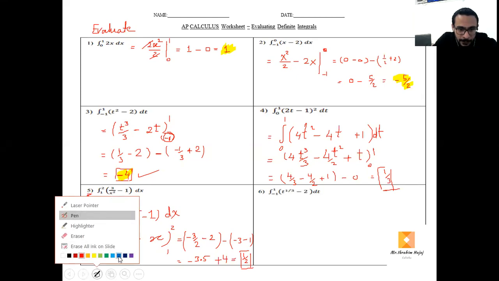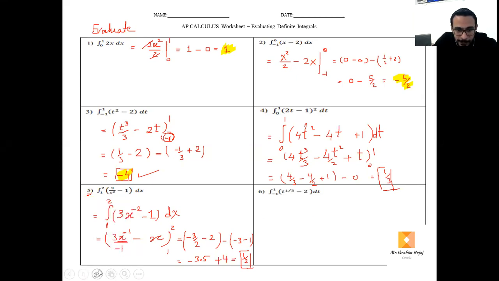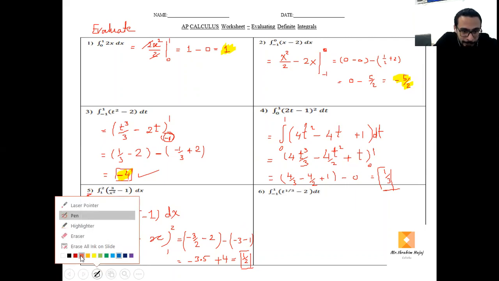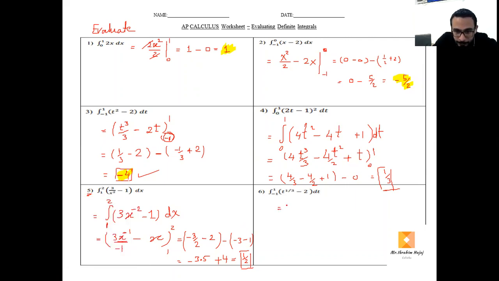Come, let's go to Yaman, question 16. Yes, Yaman. Yes, Mr. Integrating directly, 1 over 3 plus 1 means 4 over 3, so multiply by 3 over 4 t to the power 4 over 3, minus 2t, and this is all from negative 1 to 1.